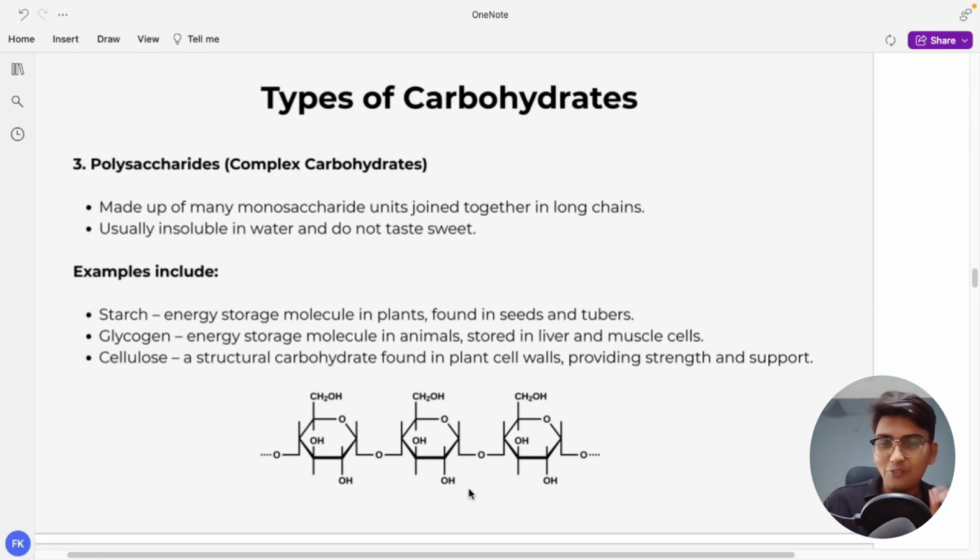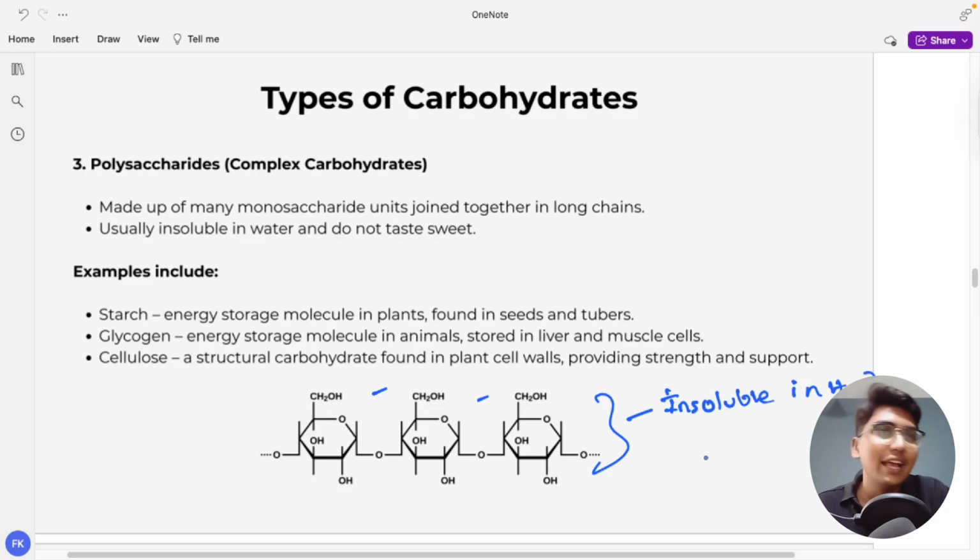Now let's look at the last form of carbohydrate, which is polysaccharide. Polysaccharide is simply, as you can see in the diagram, several monomers joined together to form a long chain. They are insoluble in water, in H2O, and they do not taste sweet. Not sweet at all. For example, starch is used as energy storage in plants. Glycogen is also used as an energy storage. Glycogen is actually stored in the human body, in liver and muscle cells. Cellulose is another, a structural carbohydrate found in plant cell walls, providing strength and support.